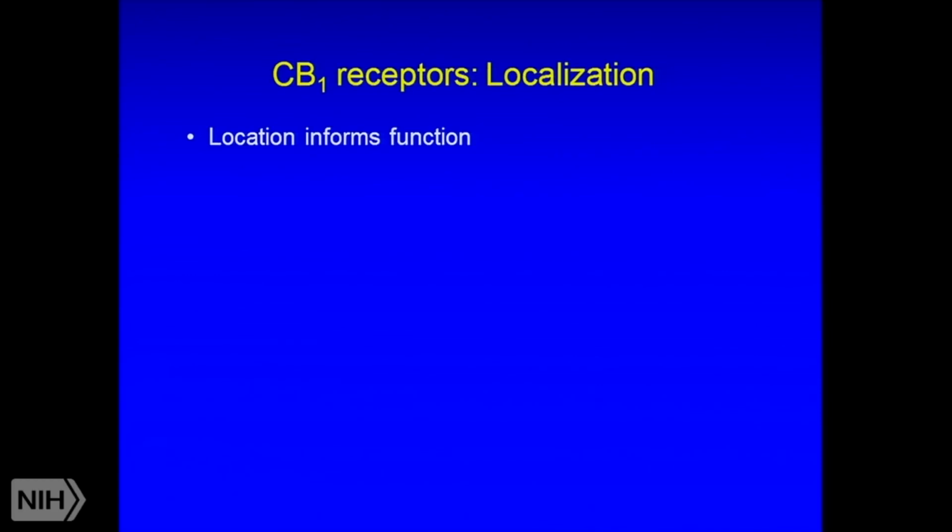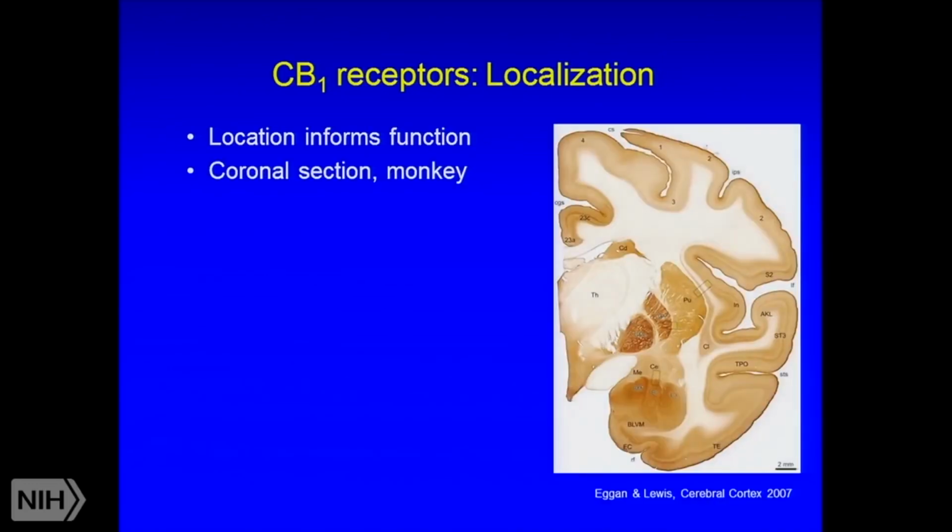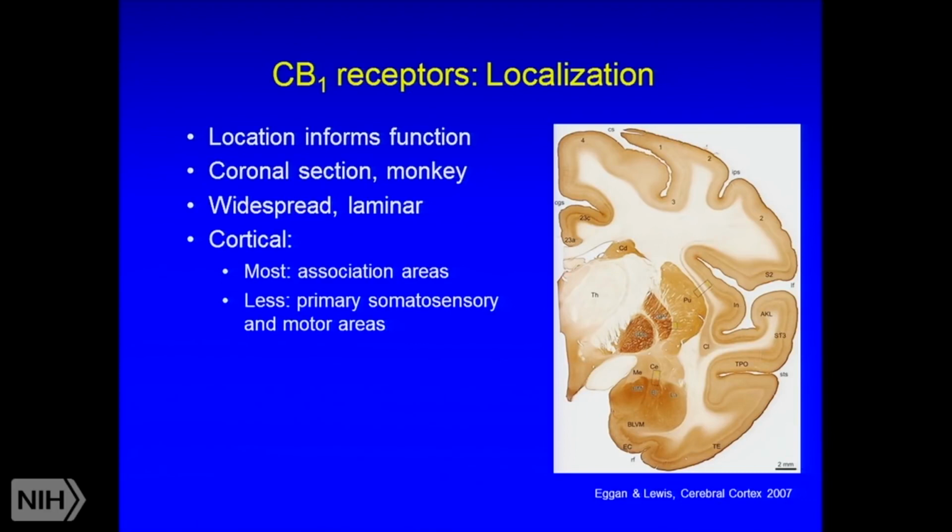I think it's important to understand where CB1 receptors are located because location really informs function. This is work from David Lewis's lab, a coronal section of monkey brain stained with antibodies against the CB1 receptor. For those of you who aren't neuroanatomists, this is the back of the brain. This is the front of the brain. The thing that's very striking here is that CB1 receptors are widely and highly expressed. They tend to show up in a laminar pattern in many areas of cortex. In cortical areas, they're most highly expressed in association areas, less highly expressed in primary somatosensory and motor areas.